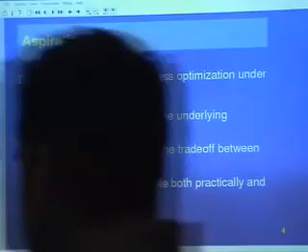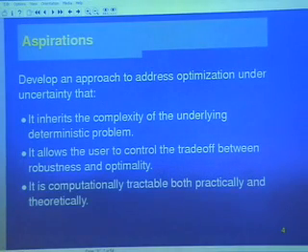So what are the aspirations? To develop an approach that addresses optimization under uncertainty that has the following characteristics. First, it inherits the complexity of the underlying deterministic problem. So mathematical optimization is quite strong in that respect. In other words, we have developed over many years algorithms as well as software that, given a deterministic optimization problem, with all data deterministic, can really solve large-scale instances of this. Linear programming is perhaps the biggest success in this environment.